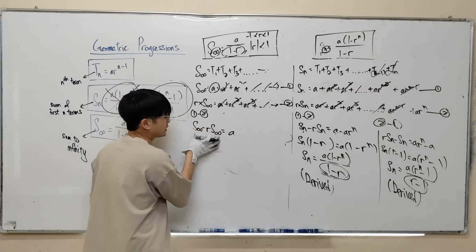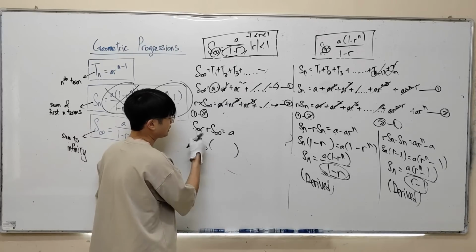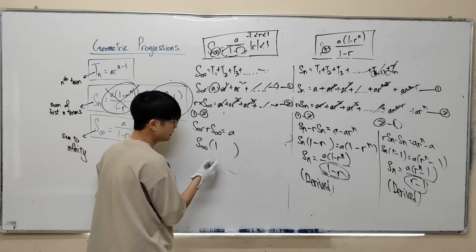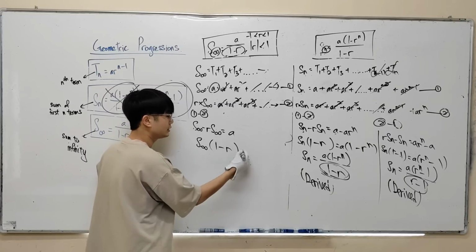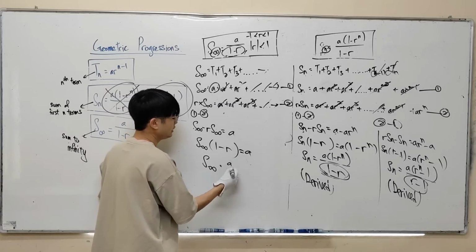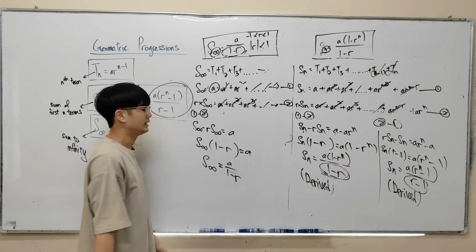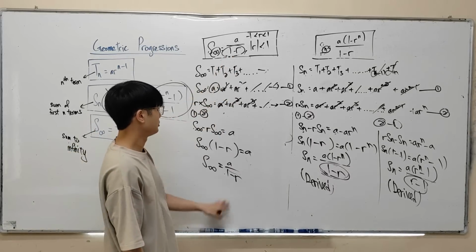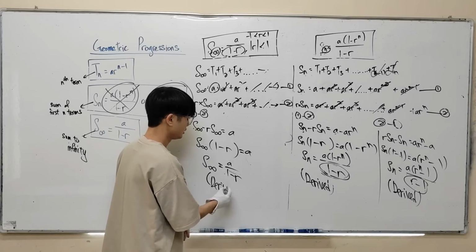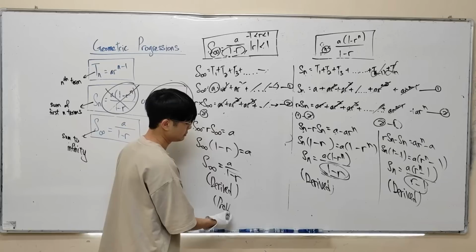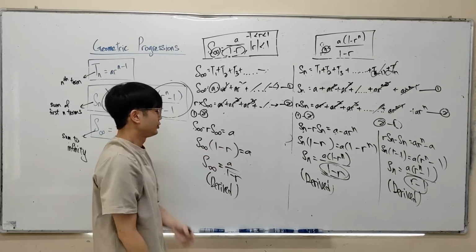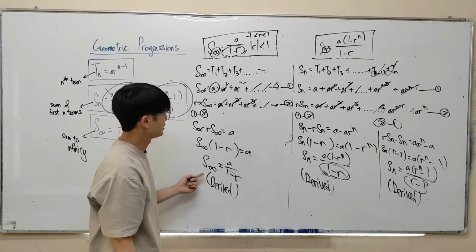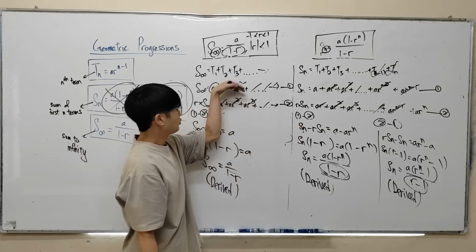Now you can factorize the S infinity. When you factorize, S infinity divided by S infinity is 1, minus R, negative. Then R you take out, S infinity you divide, so you are left with 1 minus R times S infinity equals A. So your S infinity here is A over 1 minus R. As you can see, this is the S infinity formula, and this is where we write derived. Or you can also write proven. It's the same meaning. So this is the first method to prove this formula. Just remember you have to take equation 1 minus equation 2.